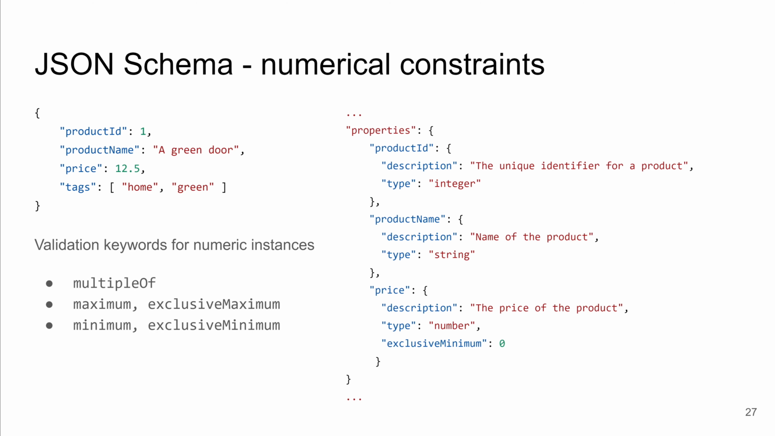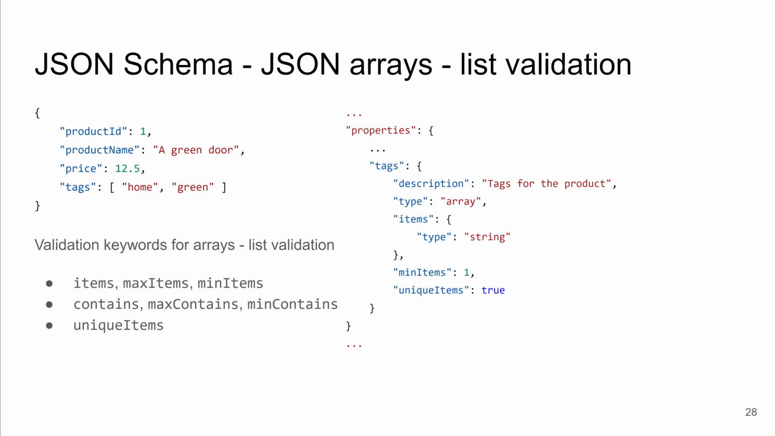So this is the answer to our original question, whether the price can be 0, and now we know that it cannot be 0. There are other constructs that can be used to constrain numerics, and those are maximum, minimum, and exclusive maximum. And there is a multiple of constraint, which can constrain a number just to multiples of a certain number. So those were numbers. And let's move on to the tags part of our example.